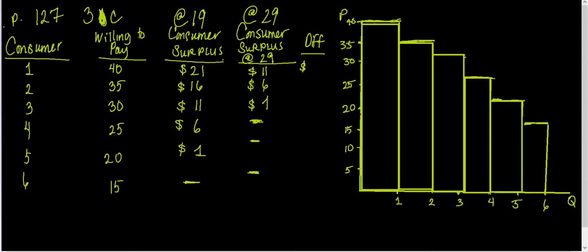So that the total consumer surplus, let's just go down here and put total at $19 was 55. Oops, 55. At 29 it was 18, and so the difference between them is 37. Okay, so that's the difference that we have, and that's doing it algebraically. But how can we do this graphically?